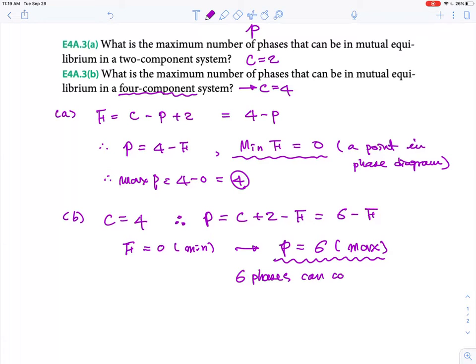So 6 phases can coexist for four-component mixtures.